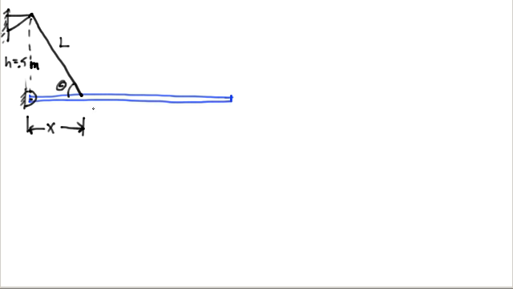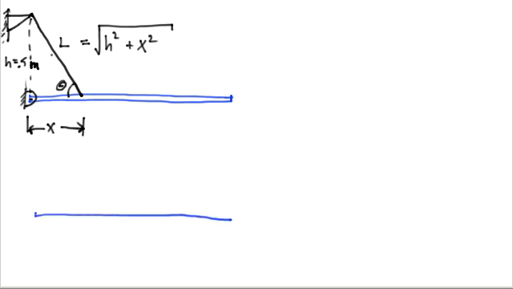And L from Pythagorean's theorem is square root of h squared plus x squared. Now I need a free body diagram. So what we're supposed to do is graph the tension in the string versus the position x from x equal to 0.01 meters up to 1.0 meters.